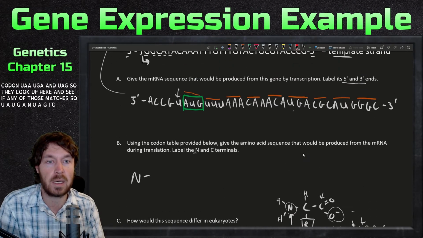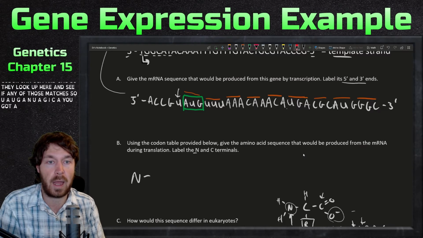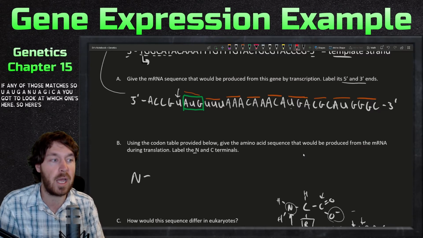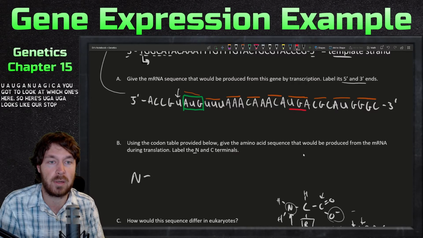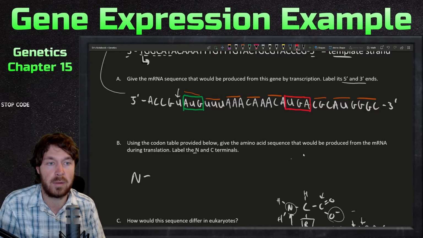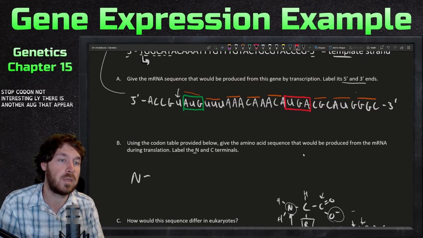You've got to look at which one's here. So here's UGA. UGA looks like our stop codon. So boom, stop codon. Now, interestingly, there is another AUG that appeared down here.